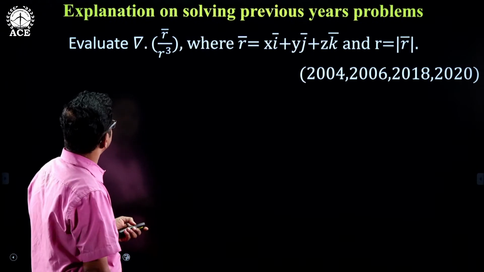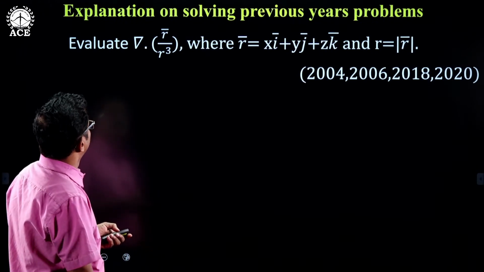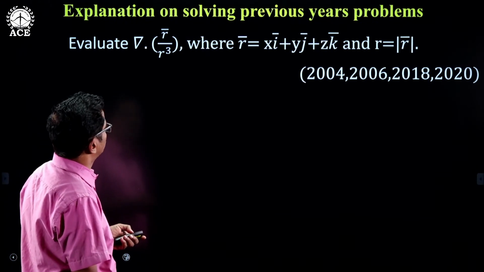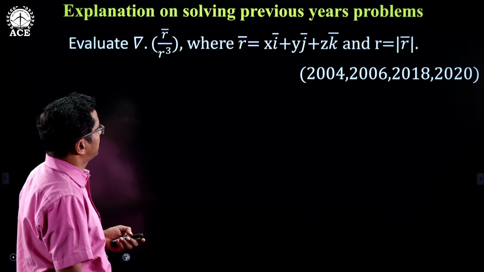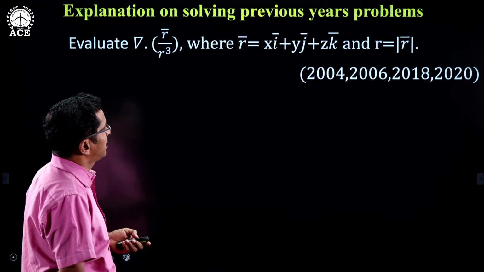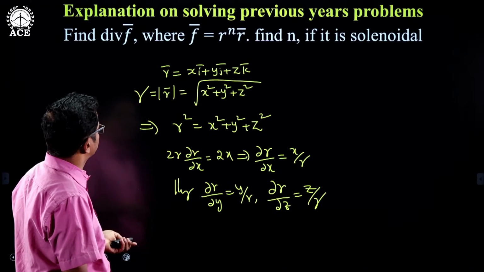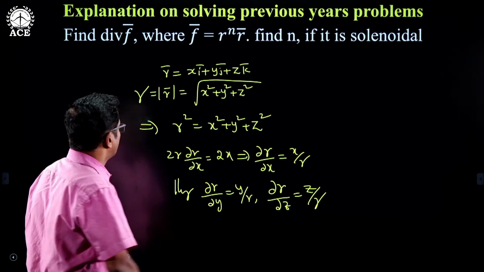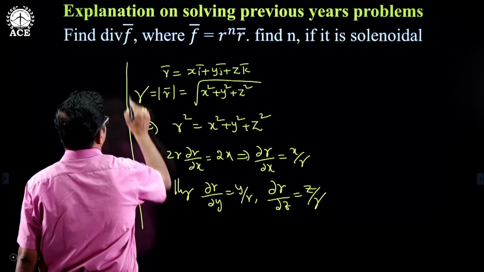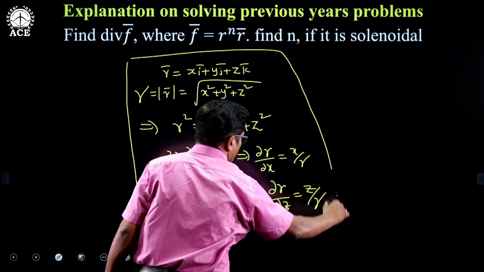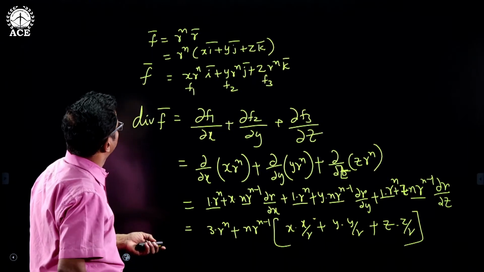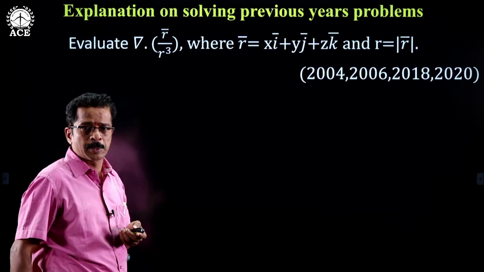Next, evaluate del dot r bar by r cube, where r bar equals to xi bar plus yj bar plus zk bar and r equals modulus of r bar. Means for this question also you have to provide all this information. The same information you need to write. This total information you have to take for solving this.